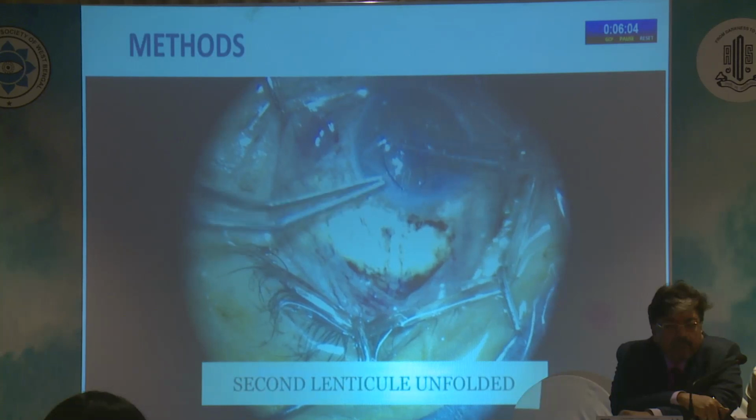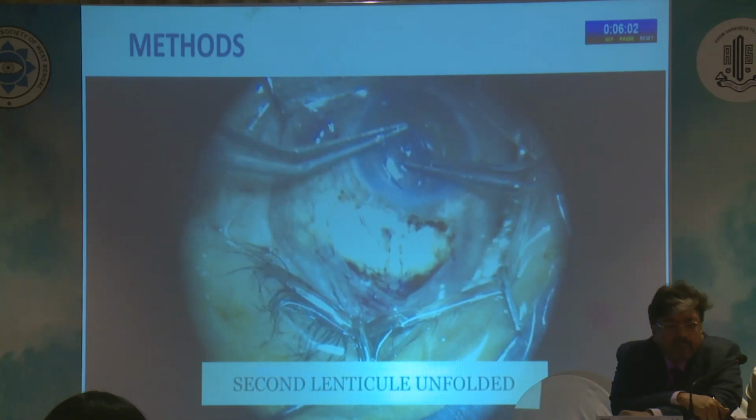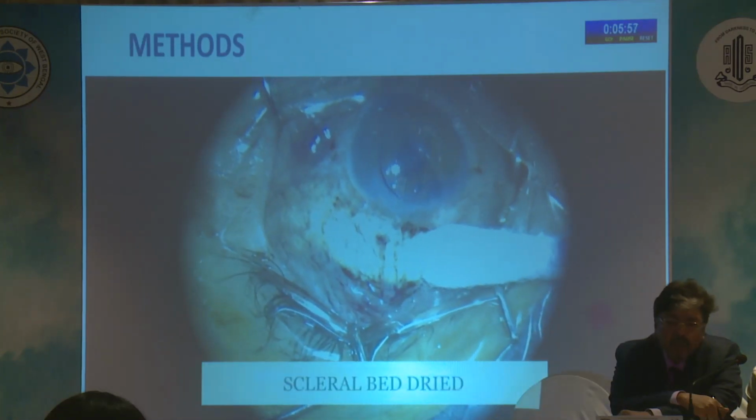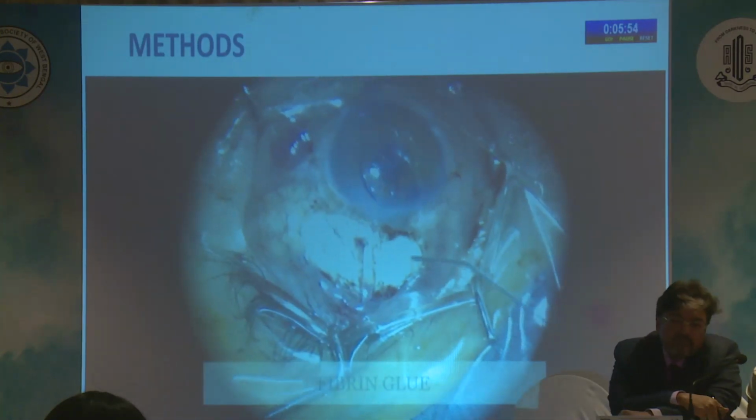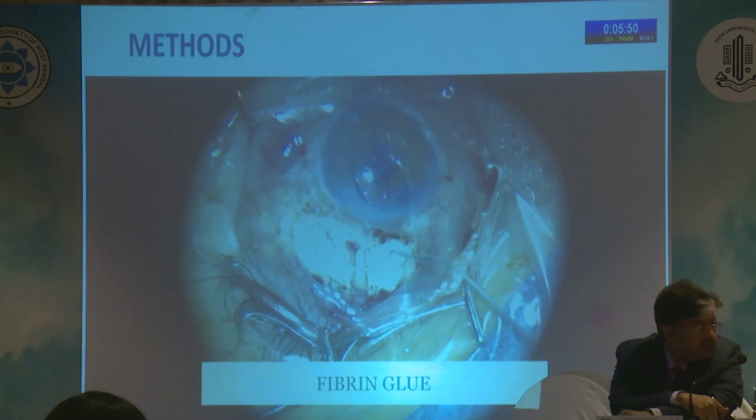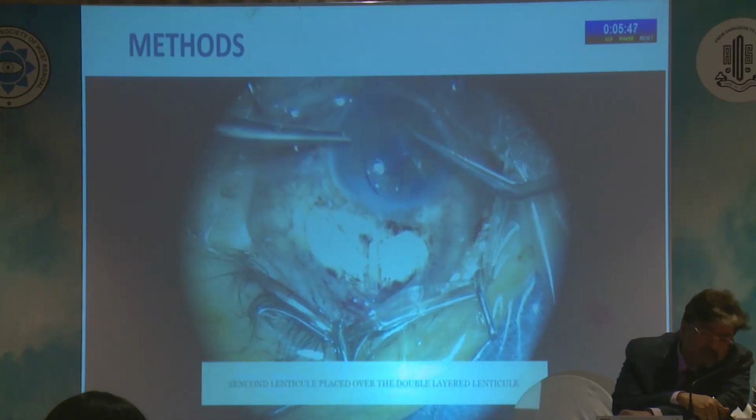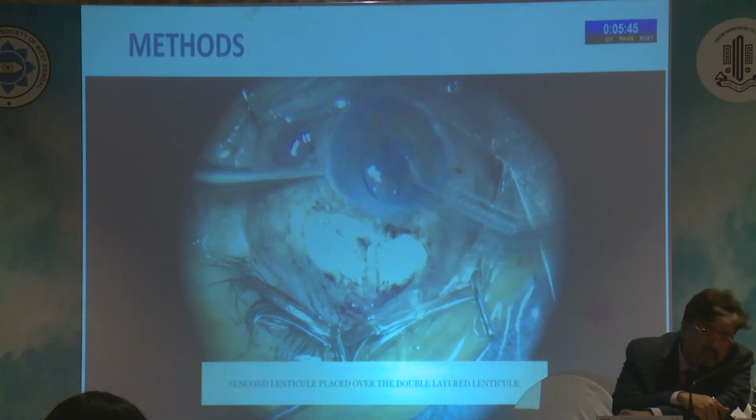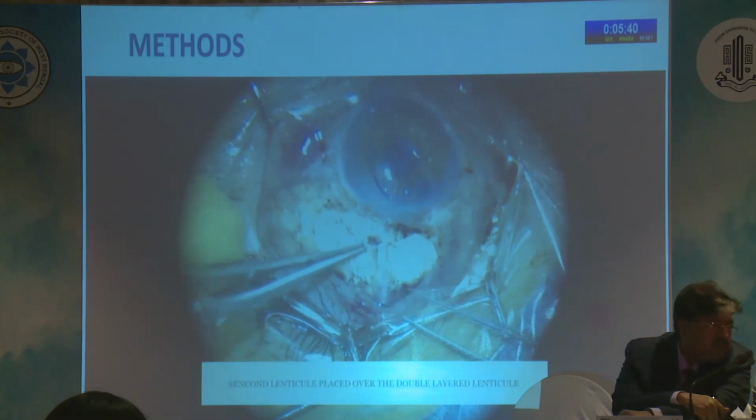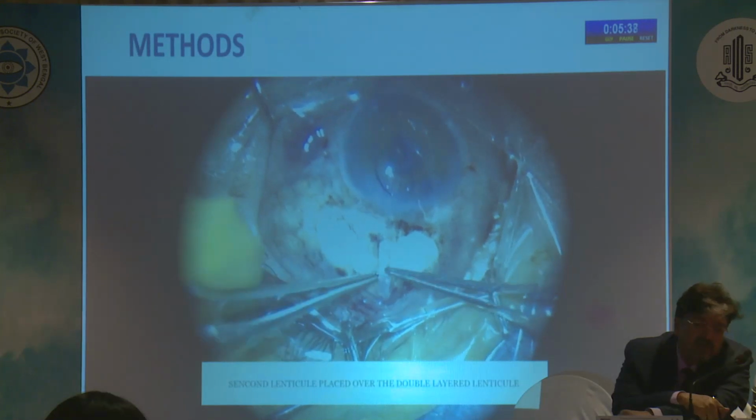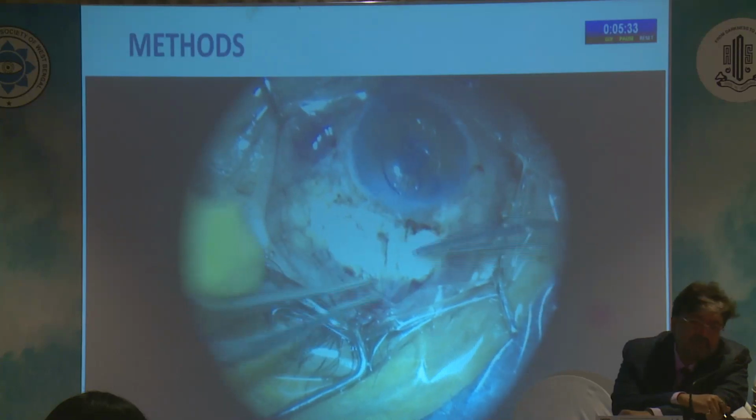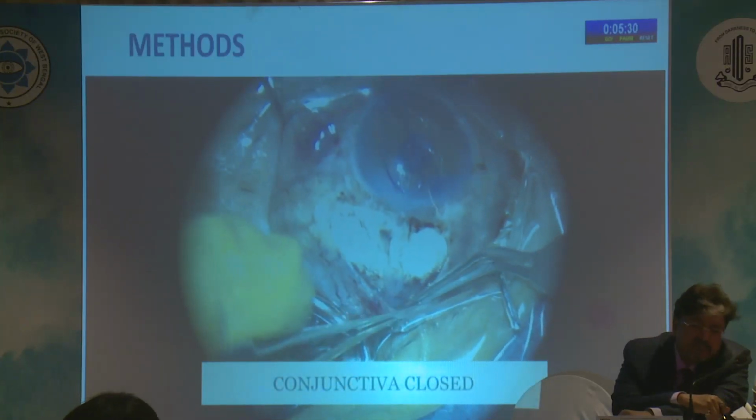The second lenticule is then taken and unfolded. The scleral bed is dried and fibrin glue is applied. The second lenticule is then placed over the folded first lenticule to create a triple layered configuration. The conjunctiva is then closed over it.